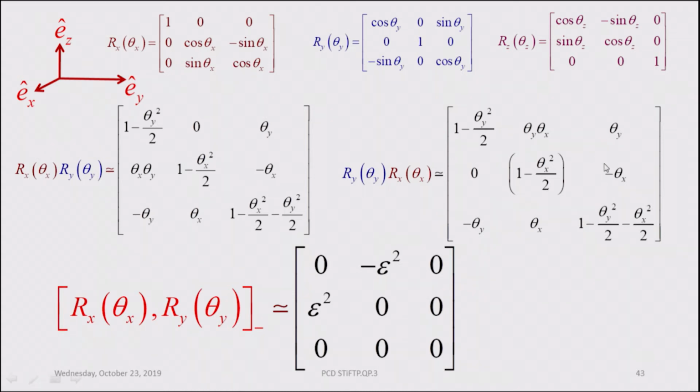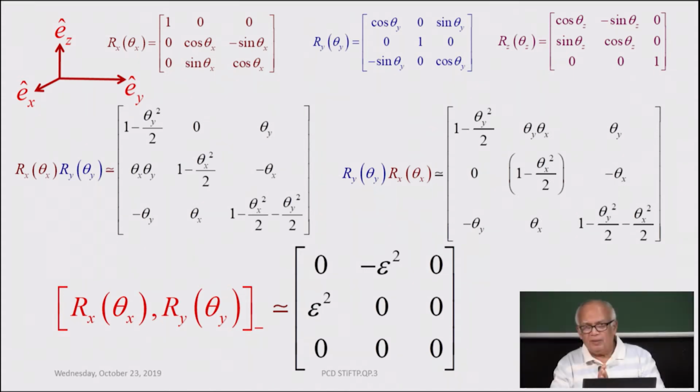If you take the commutator, which is the difference of these two, then the commutator is nearly 0, but to order 2 it is not 0. So, infinitesimal rotations commute to order epsilon, but not to the quadratic term, epsilon square. Okay?